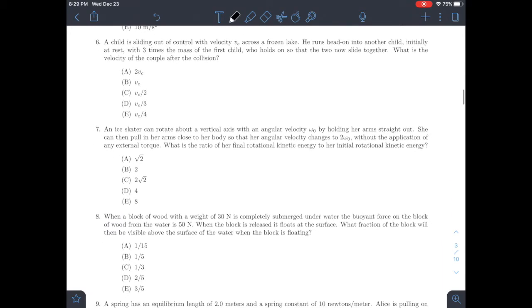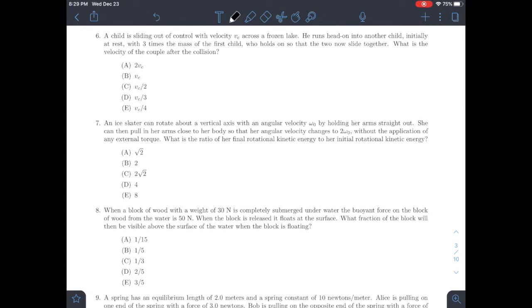Then question number six. A child is sliding out of control at velocity v across a frozen lake. He runs head on into another child initially at rest with 3 times the mass of the first child, who holds on so that the two now slide together. So it's a perfectly inelastic collision. What is the velocity of the couple after the collision? We use conservation of momentum: m v equals m plus 3m times v prime, where v prime is the final velocity. Then we get 1/4 of the initial v, which is E. This one is easy.